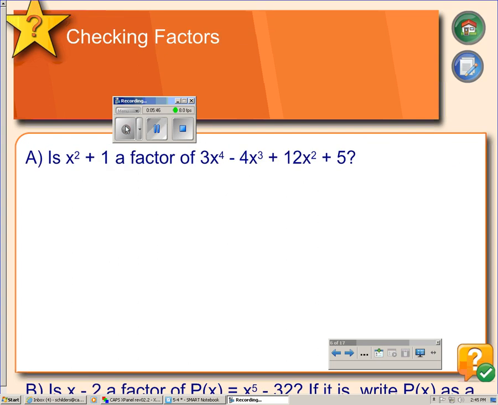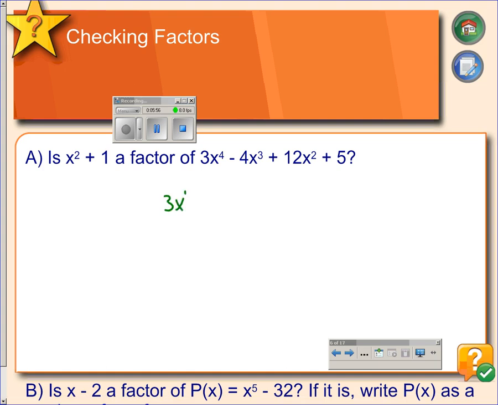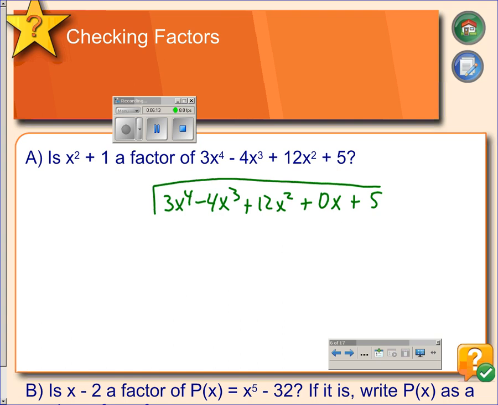Okay, on this one I want to check and see if x squared plus 1 is a factor of this polynomial. So I will divide it and see if I get a remainder. So I'm going to take 3x to the fourth minus 4x cubed plus 12x squared. And I notice I don't have an x term, but I need one. So I'm going to put in a 0x as a placeholder for the x term. And then there's the constant term. Going to divide that by x squared. And again, the x term is missing, so I put in a 0 as a placeholder. And I'm dividing this trinomial into the polynomial.